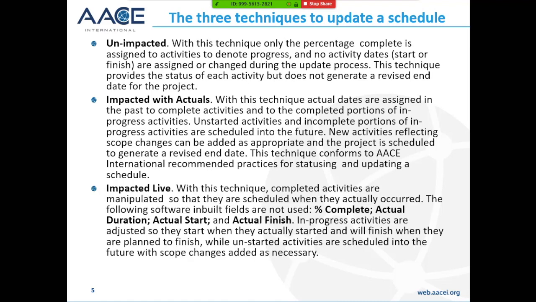Then there's impacted live. With this technique, the completed activities are manipulated so they are scheduled when they actually occurred. So the schedule is live and it recalculates. Therefore you can't use the software's inbuilt fields such as percent complete, actual duration, actual start, and actual finish. In-progress activities are adjusted so they start when they actually start and finish when they're planned to finish, while unstarted activities are scheduled into the future and scope changes added as necessary. So I've identified three distinct methods that I've seen used in the construction industry.